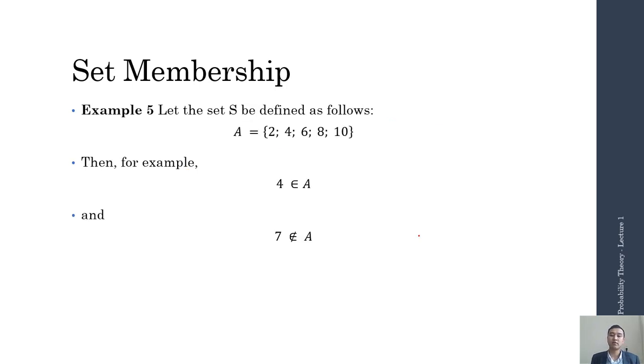Let the set A be defined as follows: A equals {2, 4, 6, 8, 10}. We can write 4 belongs to A and 7 does not belong to A.